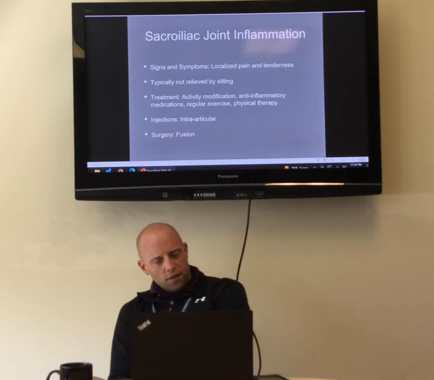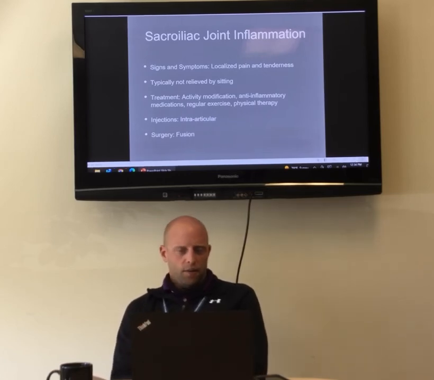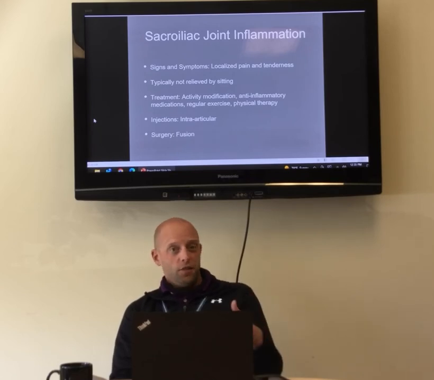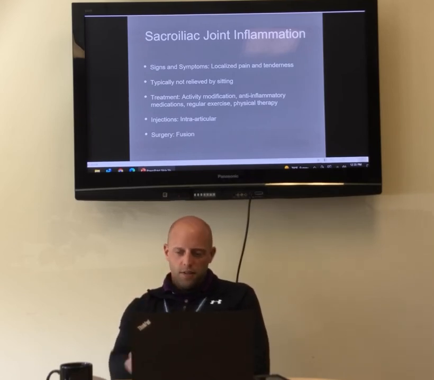And this is another common one that I see a lot of, sacroiliac joint inflammation. So signs and symptoms of this: localized pain and tenderness over the sacroiliac joint itself, typically not relieved by sitting. Treatment, again, activity modifications, anti-inflammatories, regular exercise, physical therapy. Injections for this, again, are not epidural injections; these are injections into the joint itself, the sacroiliac joint. And then surgery is a fusion.